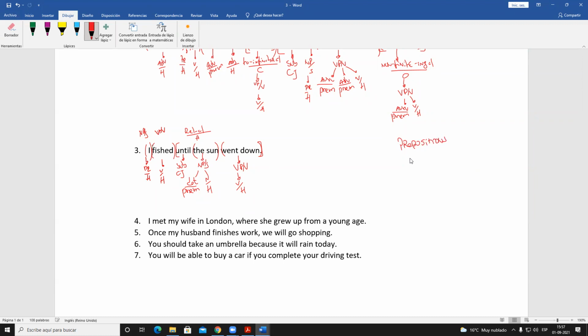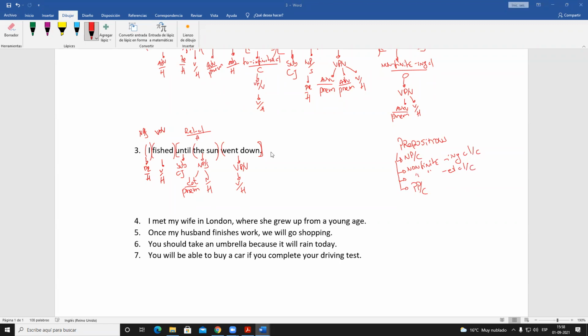Prepositions. What can you find after a preposition? You can find a noun phrase, right? A noun phrase complement. You can find a non-finite ing clause. You can find a non-finite ed clause. And you can even find another prepositional phrase, acting as a complement.